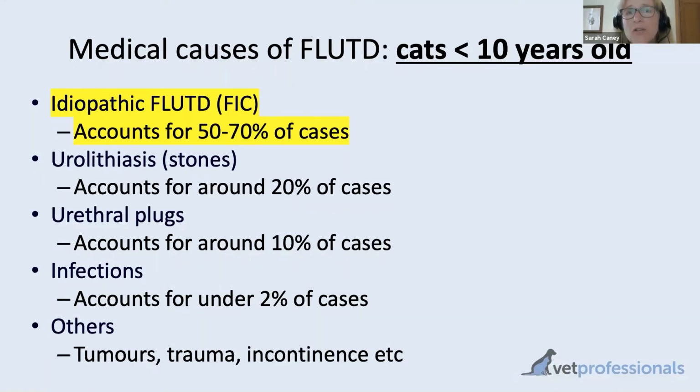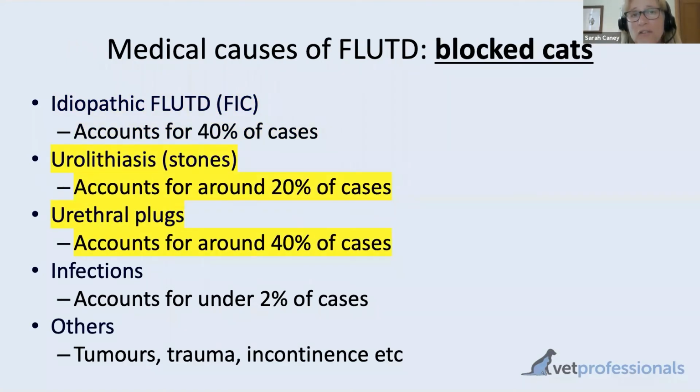That would include things like trauma, perhaps a road traffic accident causing urinary problems, and perhaps some congenital problems, which the cat may be born with, for example incontinence, or problems with the development of the urinary system. And also cancers, which in cats under the age of 10 are relatively infrequent as well.